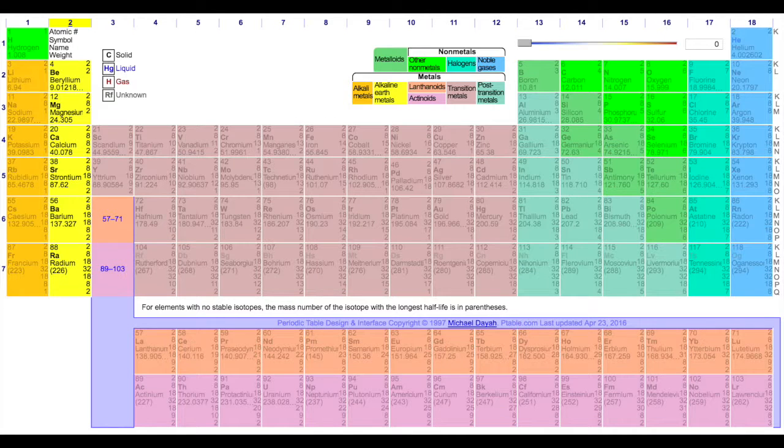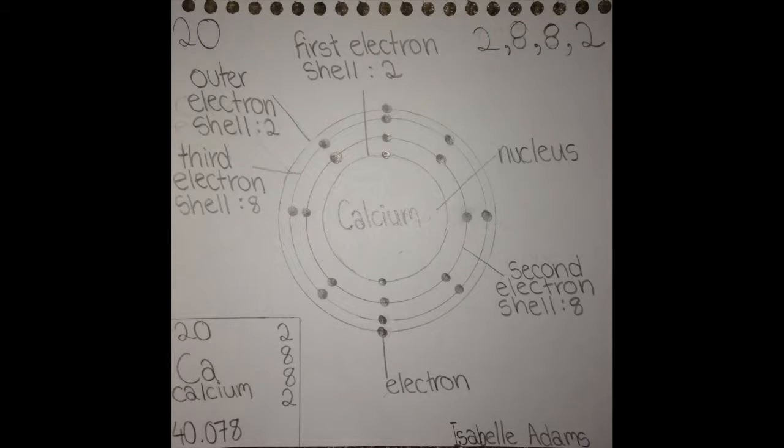The positioning of the elements on the periodic table is directly related to their electron configuration. The bottom of the table has a low reactivity level and the top of the table has a high reactivity level. This tells us that being Group 2 and being in the top part of the table, alkaline earth metals have a high reactivity level. The element drawn here is calcium.